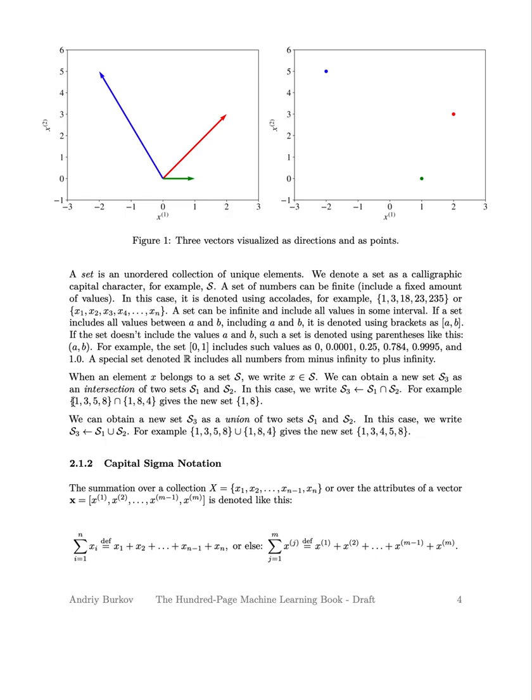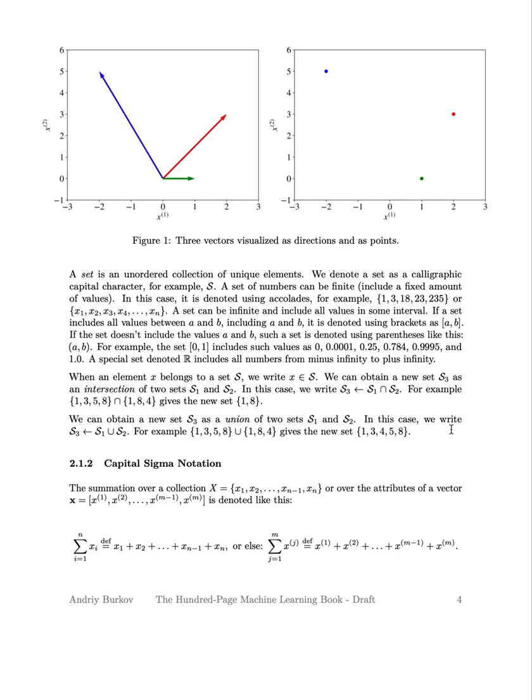So for example, we have S1 to be 1358 and S2 to be 184. If you observe, you will see that S1 and S2 have two common attributes, 1 and 8. Both have 1 and 8 present. So our S3 will be 1, 8. We can obtain a new set S3 as a union of two sets as well.